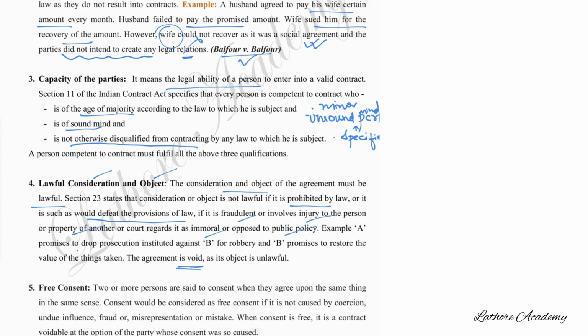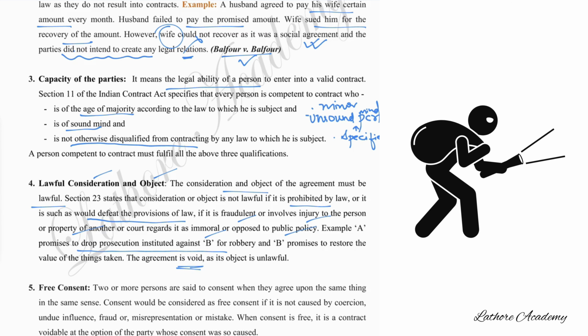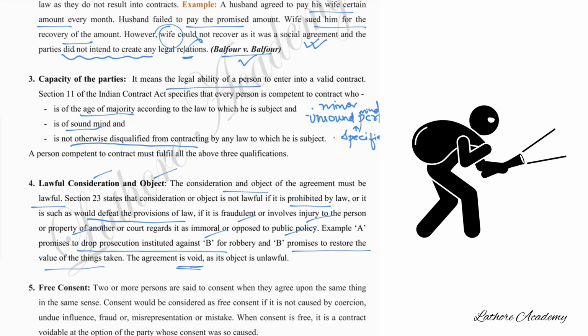So the example here is when A promises to drop a prosecution instituted against B for robbery, and B promises to restore the value of things taken. The agreement becomes void because it is unlawful, as restraining or stopping the legal proceedings is against the law.